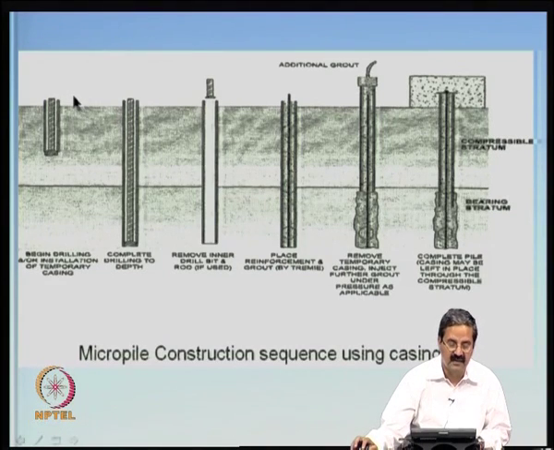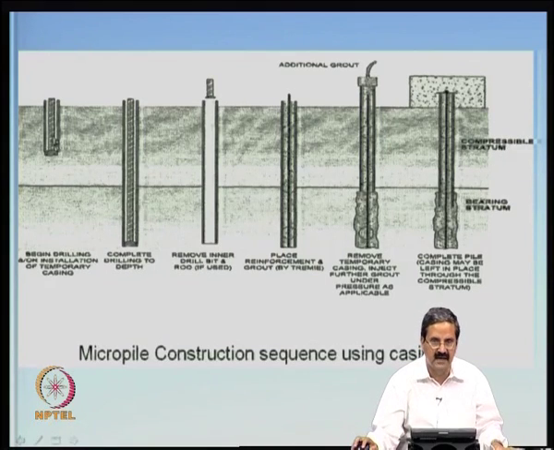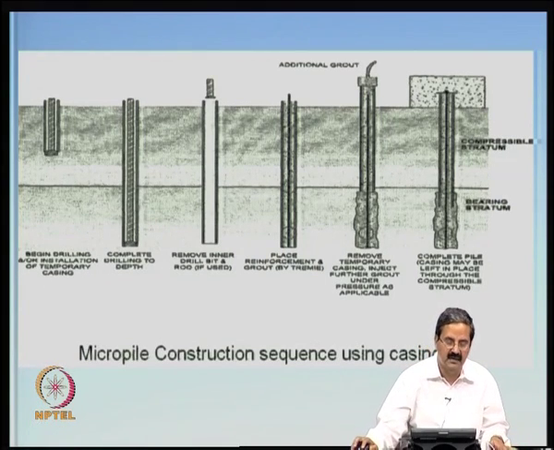Of course, there are different ways, like I will show you. Begin drilling or installation of the temporary casing. Sometimes you have a temporary casing outside so that it should not collapse. Casing is required when you are trying to make a borehole, to see that the borehole does not collapse. So, you go to the required depth, then remove the inner drill bit and the rod required.